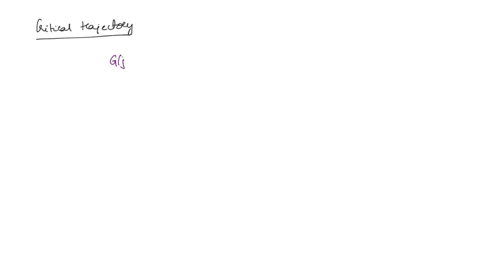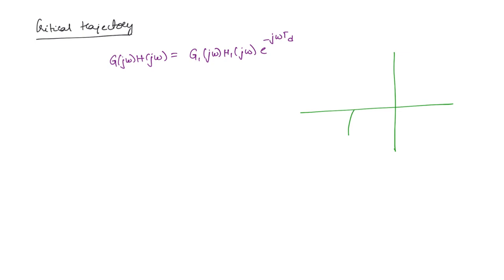So we know that g of j omega into h of j omega, for a pure time delay function, we can write as g1 of j omega into h1 of j omega into e to the power minus j omega td. Now when will this system be on the verge of instability? It will be when the first intersection is passing through minus 1 comma 0, right? So if this point is minus 1 comma 0, then the system is considered to be on the verge of instability.